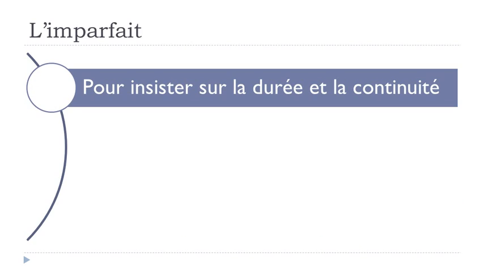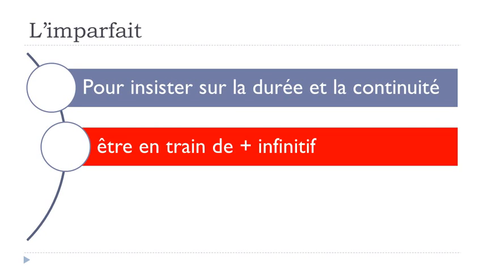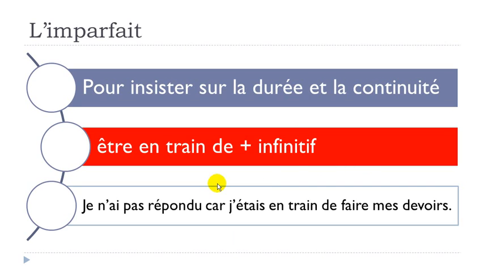And then we've got another structure. If you want to insist on the fact that something lasts and continues, then we've got this structure: être, to be, être en train de, and then you put the infinitive form after that, the basic form. An example here as well. I wanted to make the difference with the passé composé form here: je n'ai pas répondu. Répondre is to answer, because j'étais en train de faire mes devoirs, so faire mes devoirs, to do my homework.